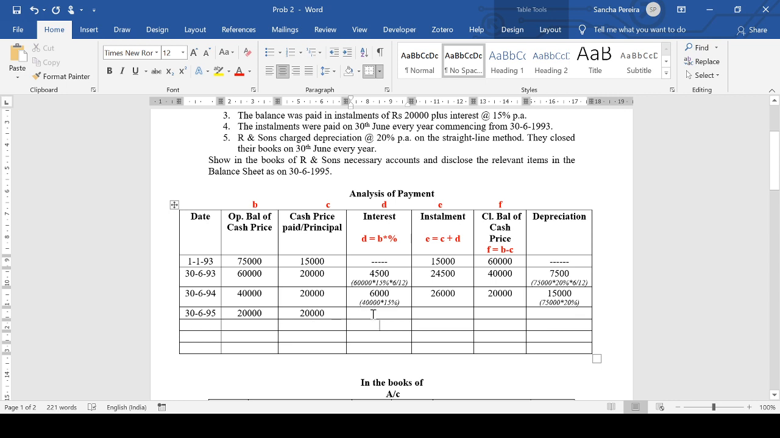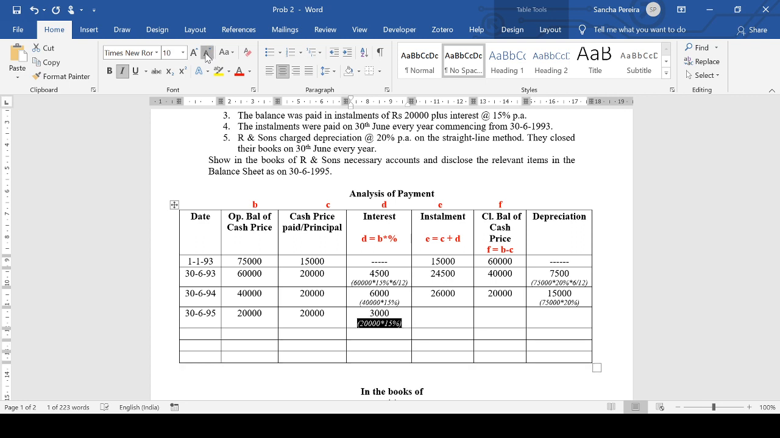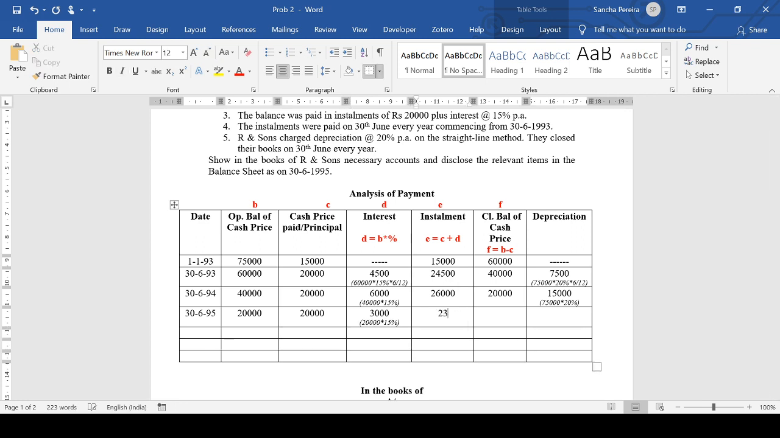So what will be the figure here? It's going to be 20,000 into 15% for the full year. 20,000 into 15% will give me 3,000 rupees. So the total is 23,000. Do we have any closing balance to pay? There's nothing. So this also means this is the last year of the hire purchase agreement, because there's nothing else left to pay.